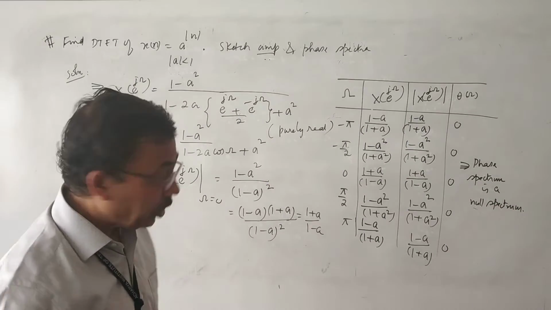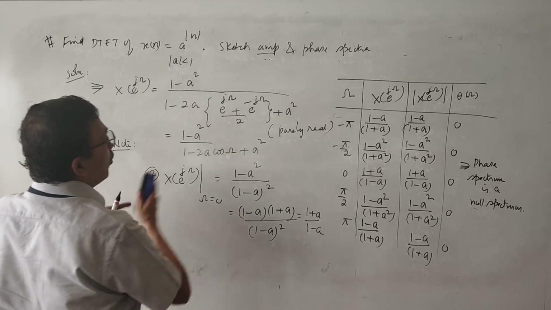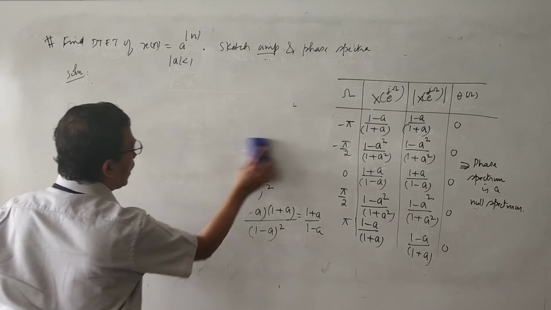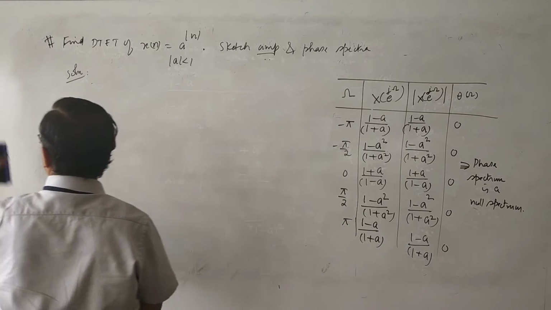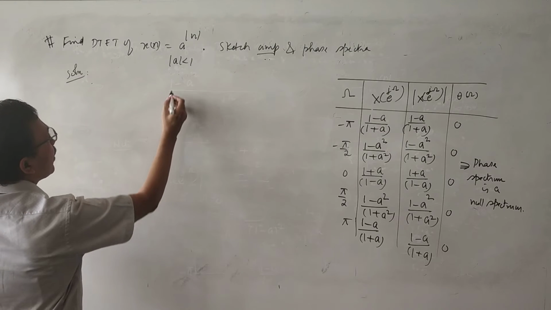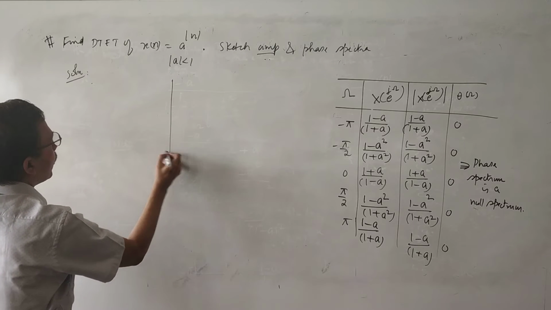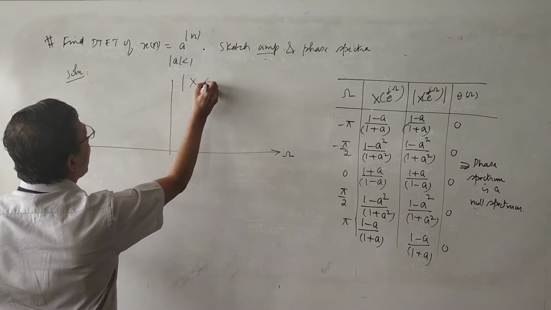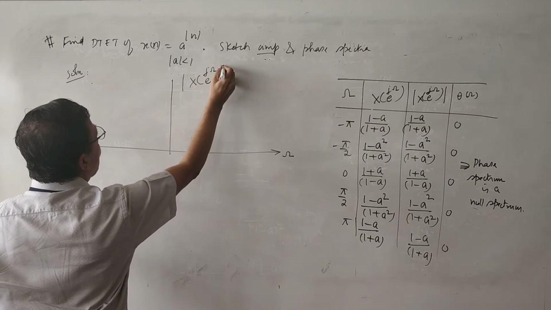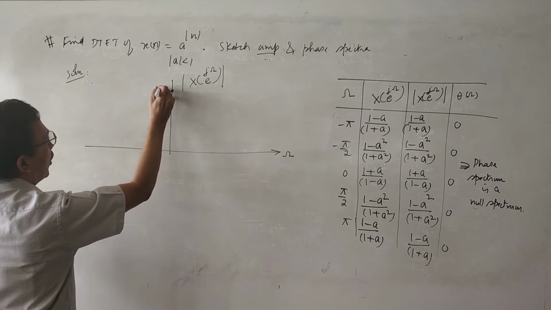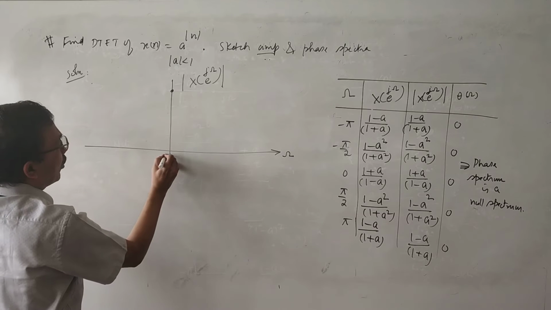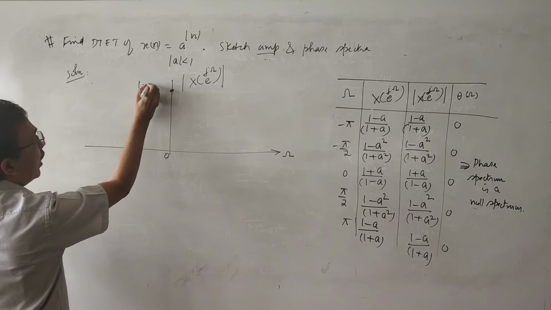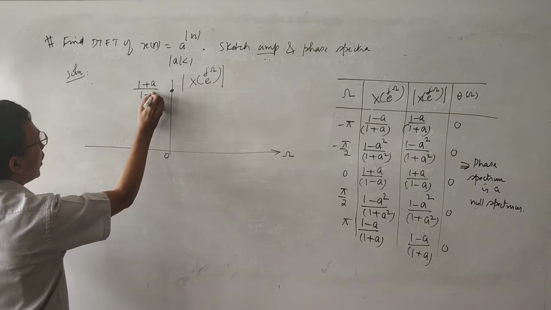Now I am going to plot the amplitude spectrum. X-axis is omega, y-axis is magnitude of X of e power j omega. When omega is 0, what is the value? The value is 1 plus a divided by 1 minus a.